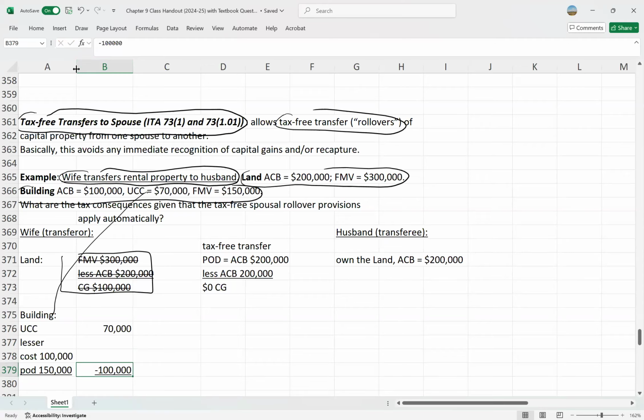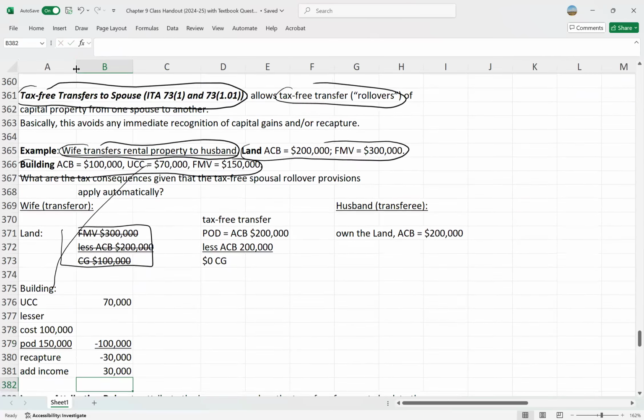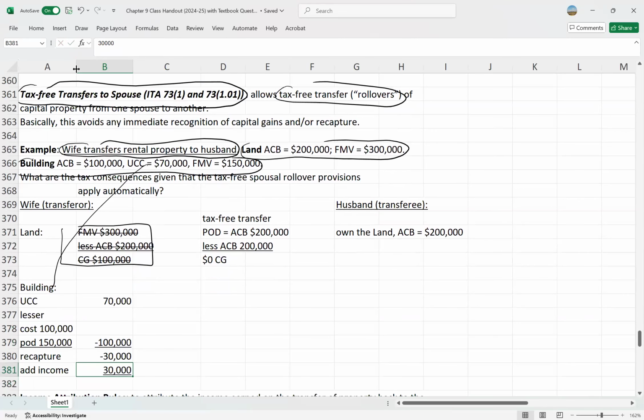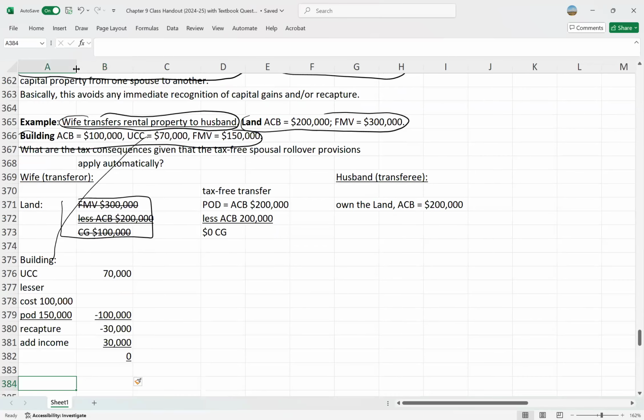And so working through the calculations, we would now have a negative amount of 30,000. This is recapture. And so we would have to add this to income to basically get rid of it, and that would bring this balance to 0. So if there was no special rule, they would have recapture of 30,000. And then also there would be a capital gain as well.